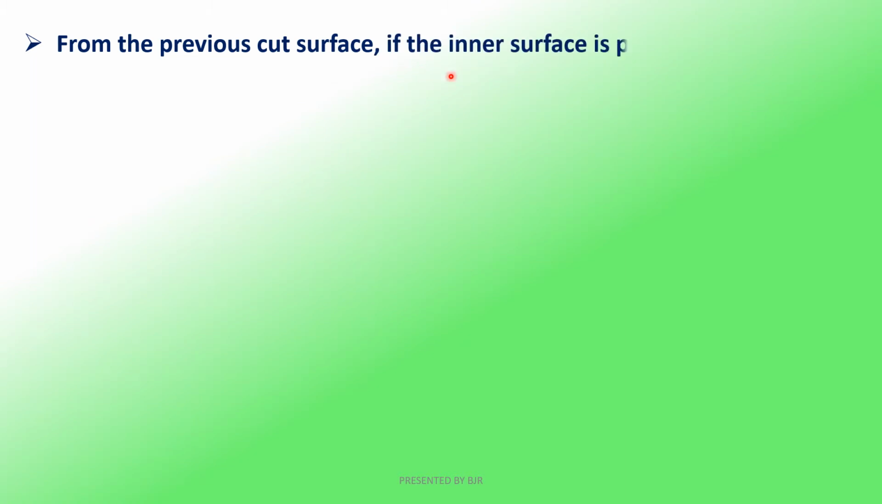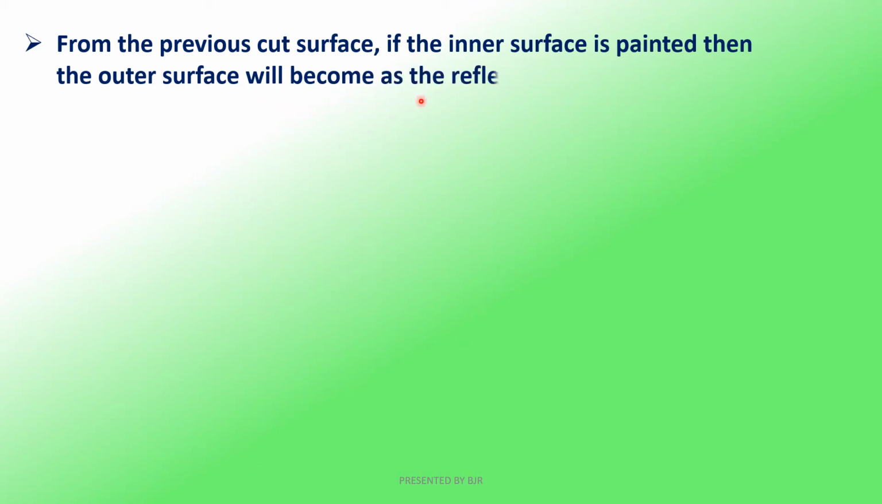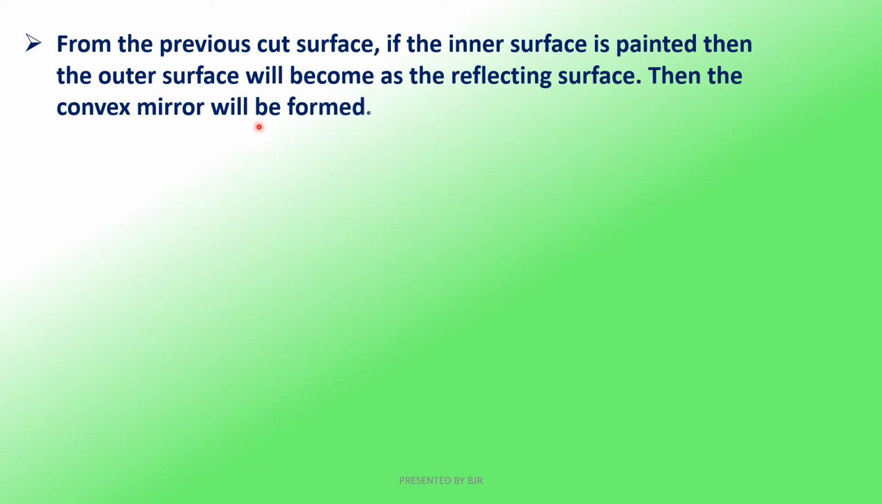On the other hand, if the inner surface is painted, then the outer surface will become the reflecting surface. Then the so formed mirror is called the convex mirror. Let us see here. From the previous cut surface, if the inner surface is painted, then the outer surface will become the reflecting surface. Then the convex mirror will be formed.